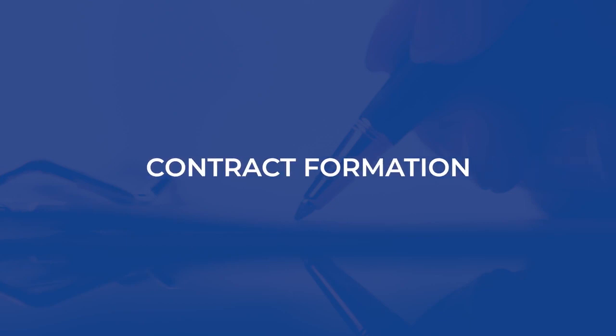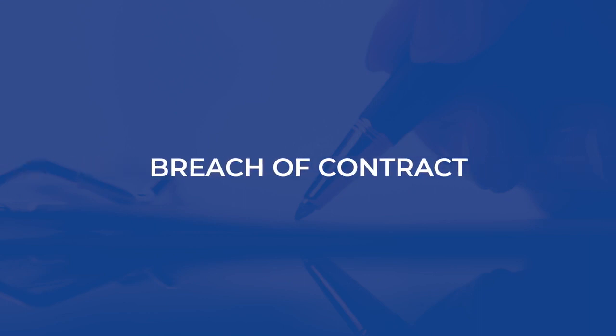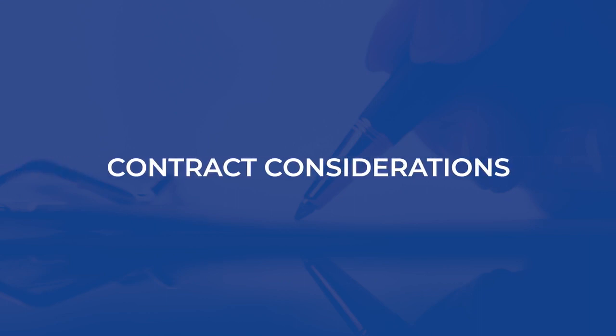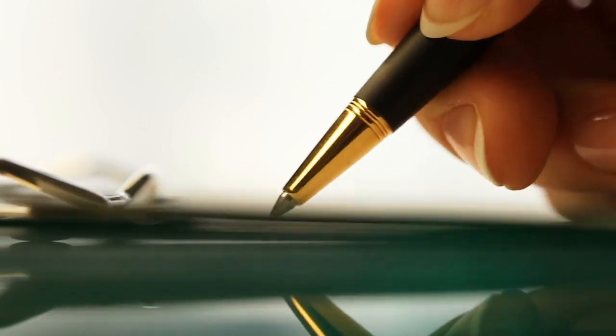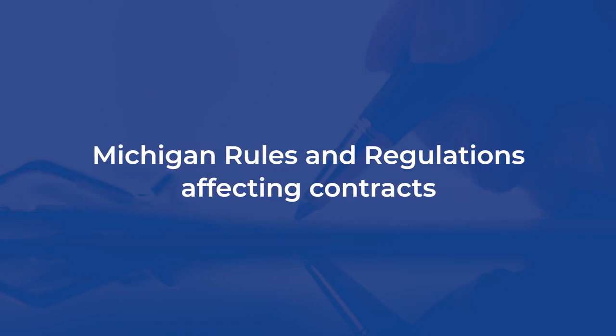In this first portion, we'll mainly address contract formation, but we will also look at performance and interference, as well as breach of contract. Next, we will discuss contract considerations, such as clauses, assignment, and dispute resolution. We will then shift to explore the unique elements of real estate contracts. And finally, to end the class, we will talk about the Michigan rules and regulations affecting contracts.